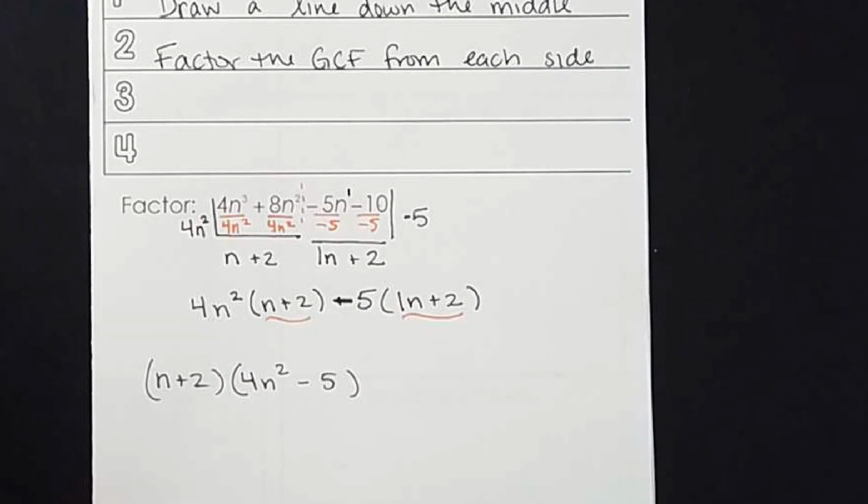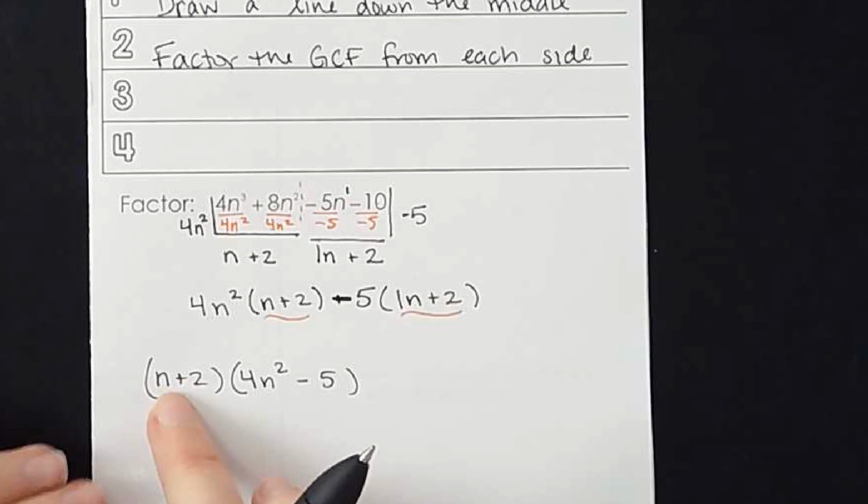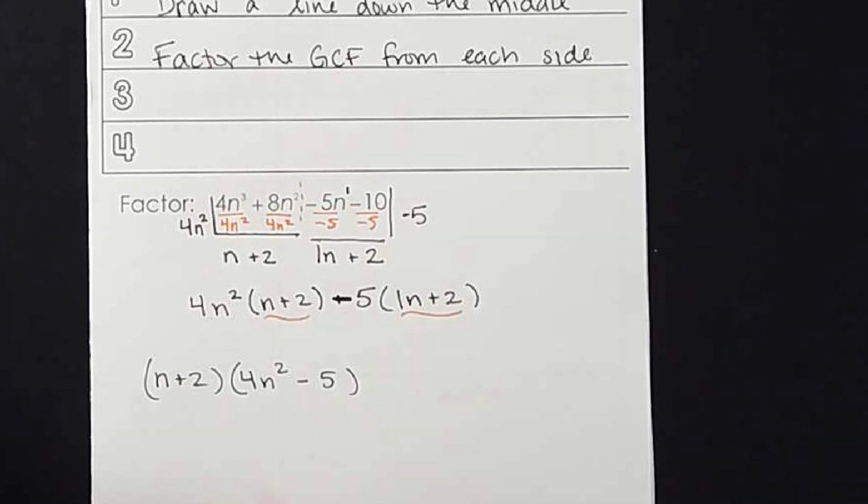So now my polynomial has been factored completely. This is all I've got left. These don't have a common factor. These guys don't have a common factor. There's nothing else I can do here. This is my factored form.